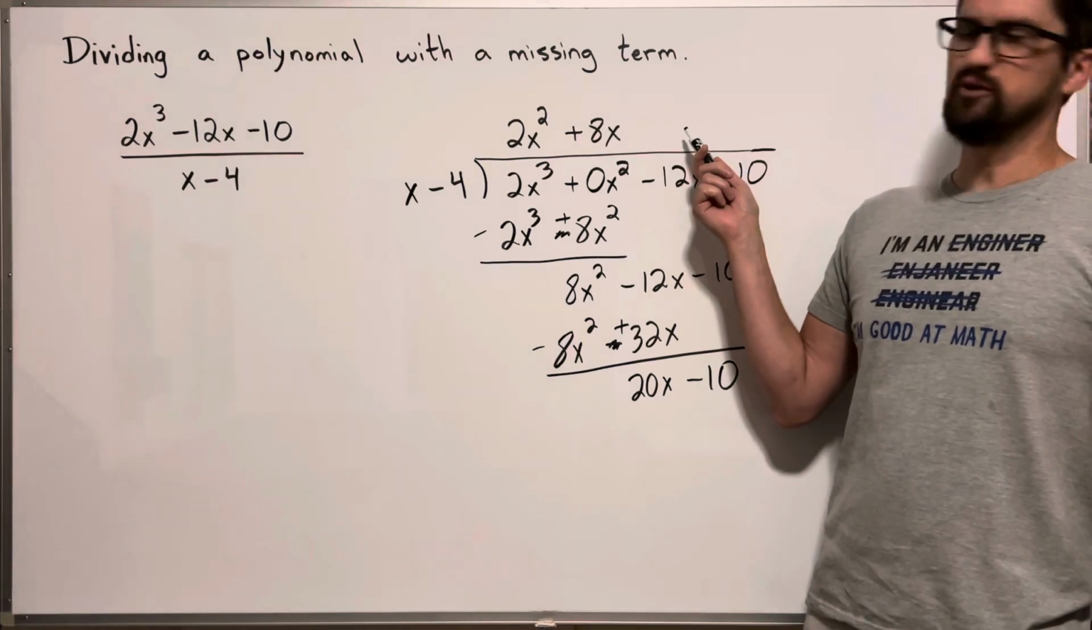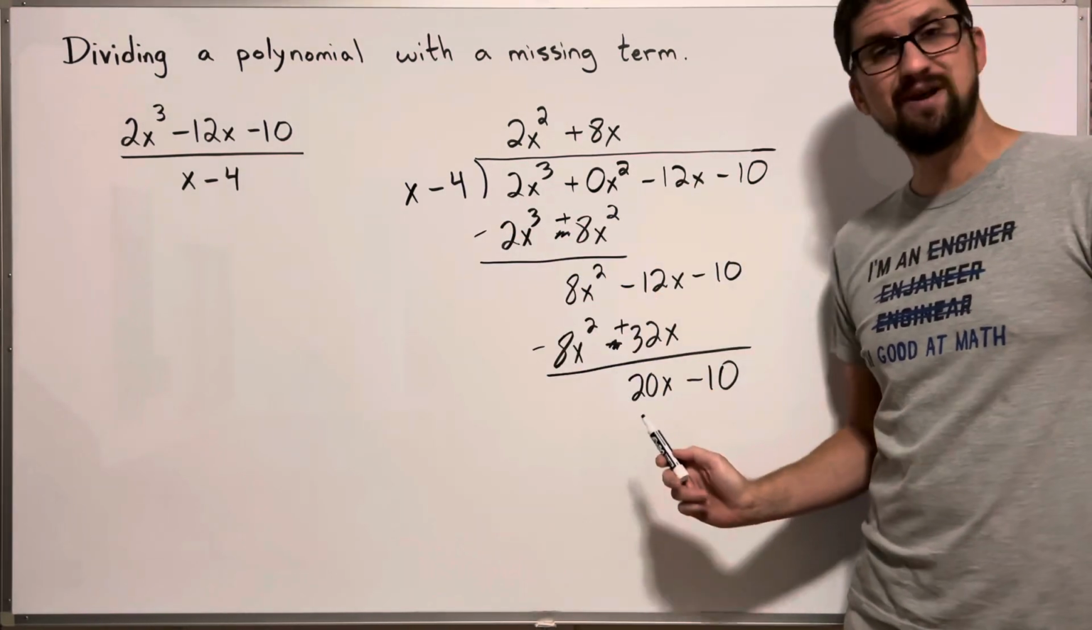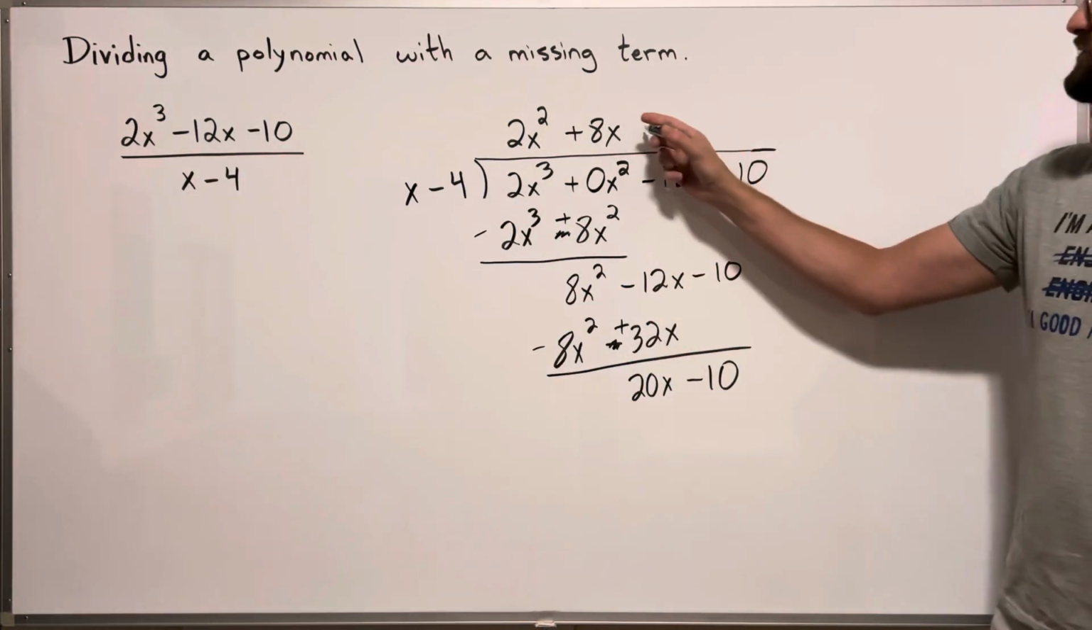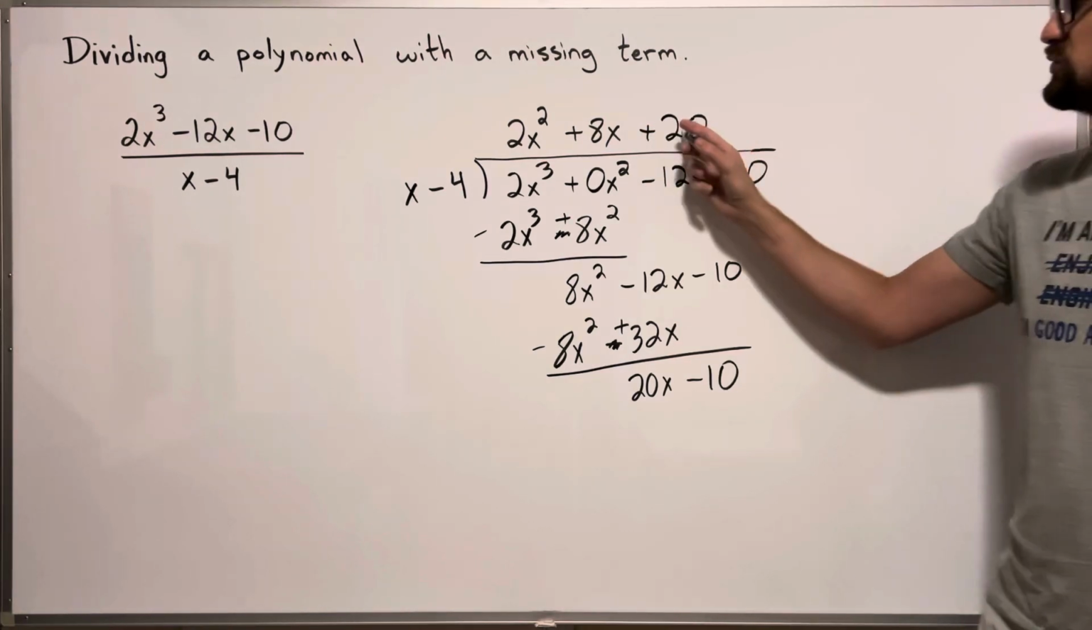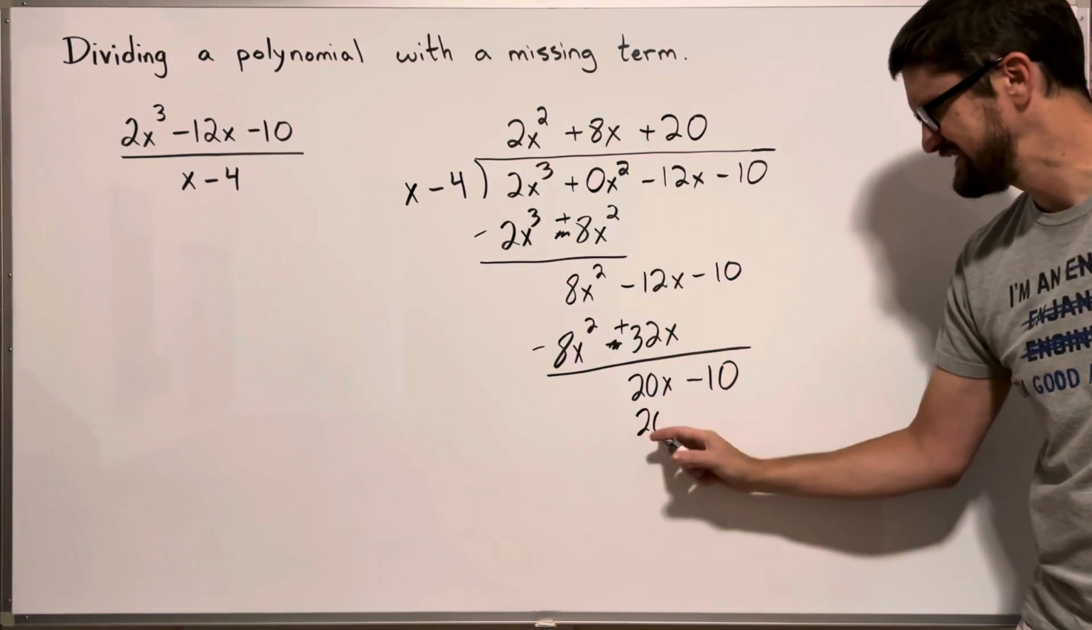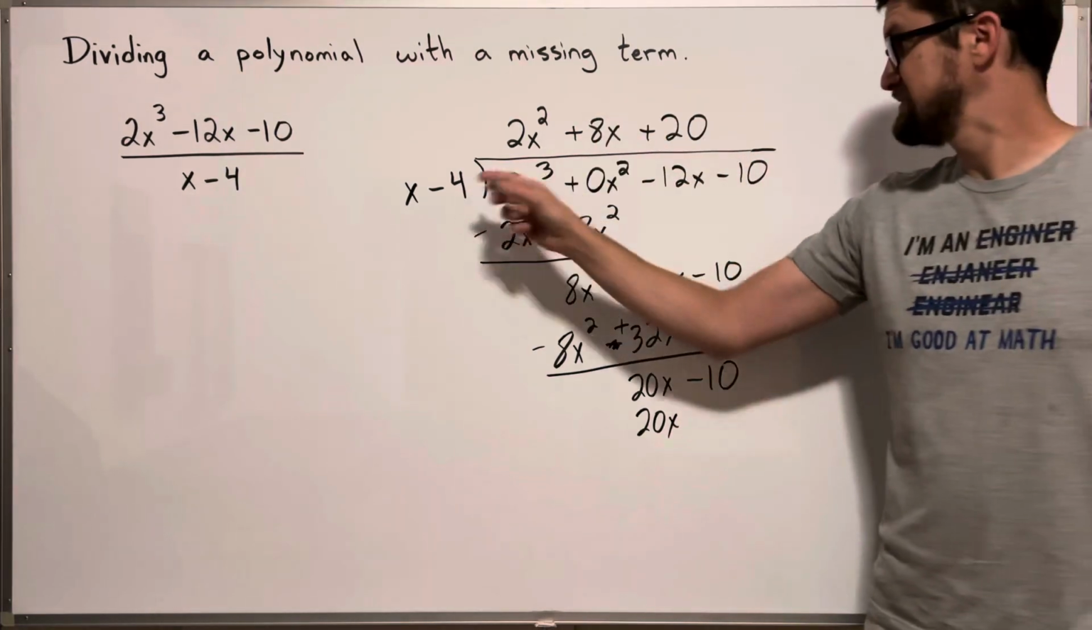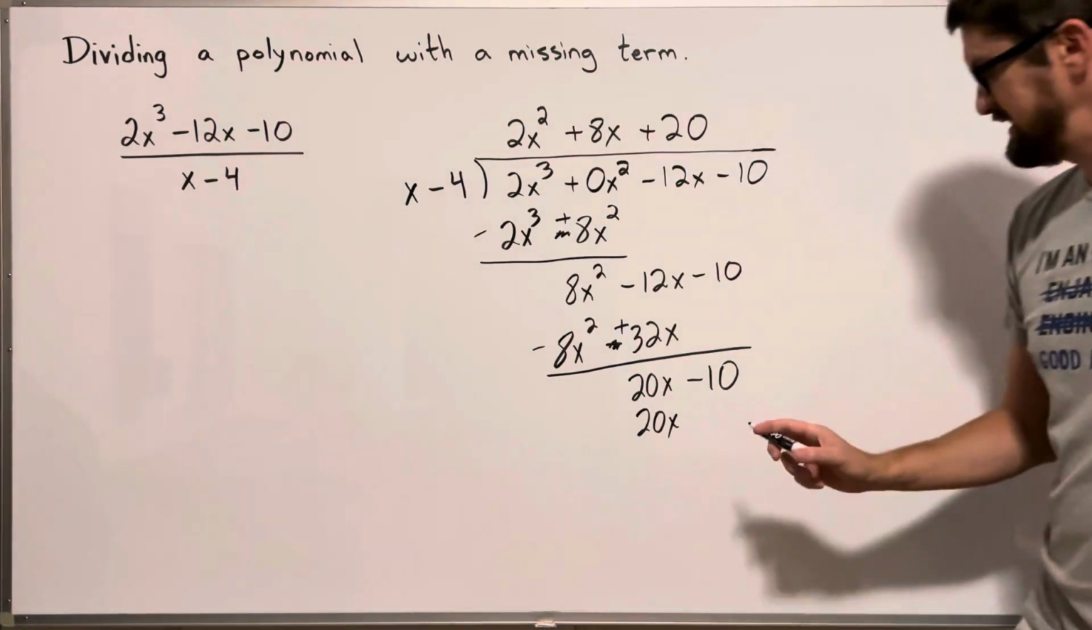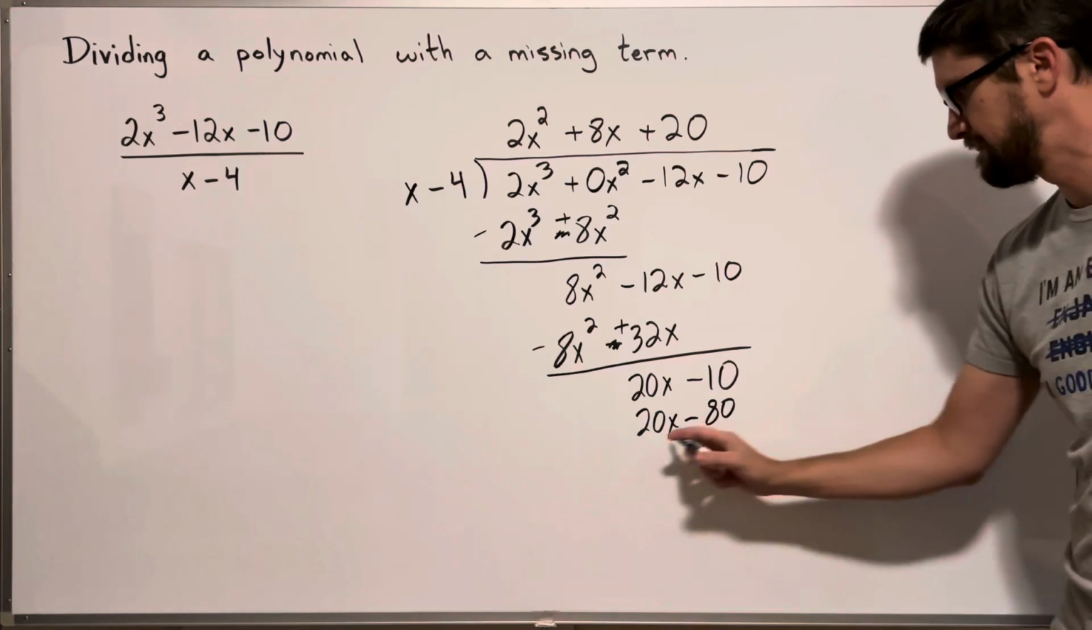Now we want this term here. This term is going to multiply x to give you 20x. It's going to be 20. So I need a plus 20 here. 20 times x is 20x. 20 times the negative 4 is negative 80. So we're going to have a minus 80 here.